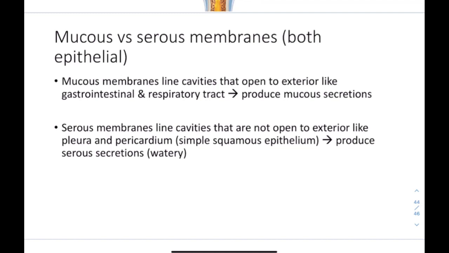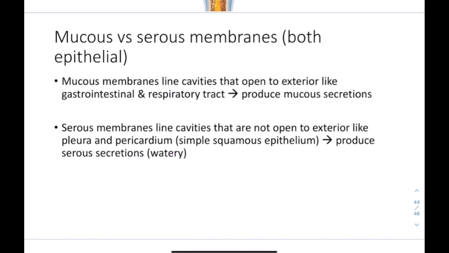Okay, so what's the difference between mucous versus serous membranes? I talked about it in the last lecture a little bit. They're both epithelial membranes. However, the mucous membrane lines cavities that open to the exterior, like the gastrointestinal and respiratory tract, and they produce mucus secretion. So what's an example of mucous membranes? You have the oral cavity. It's lined by mucous membranes. The nasal cavity is also lined by mucous membranes.